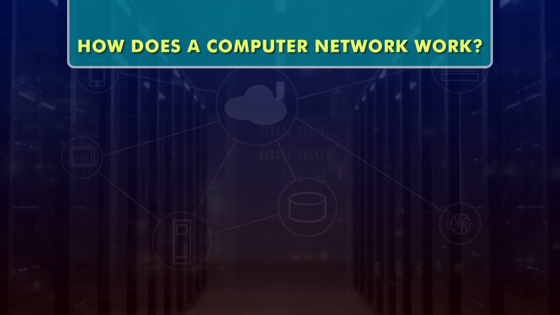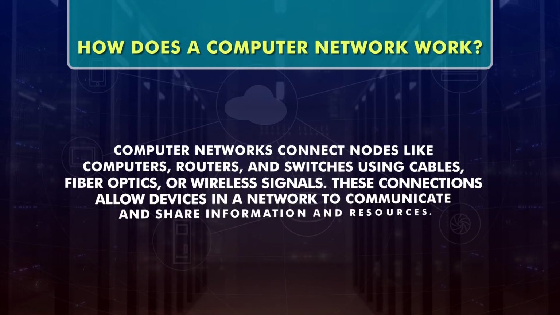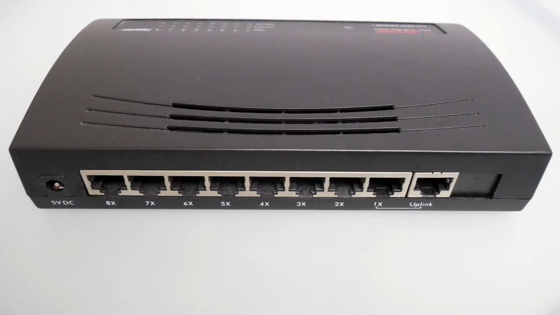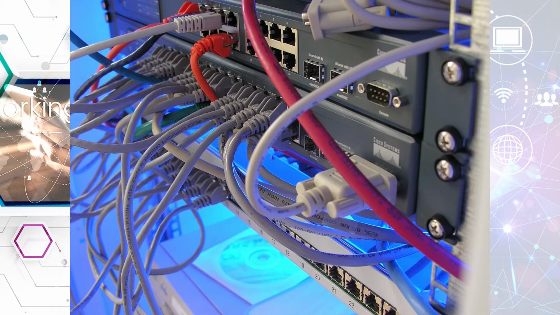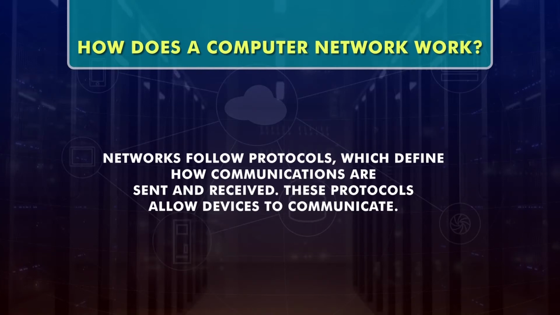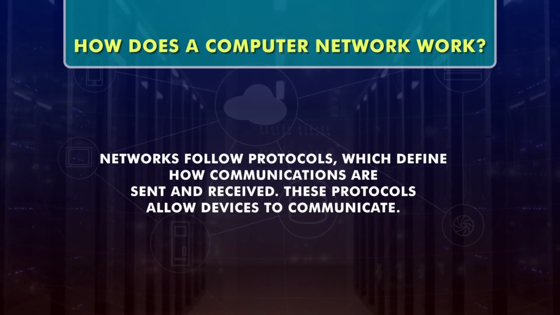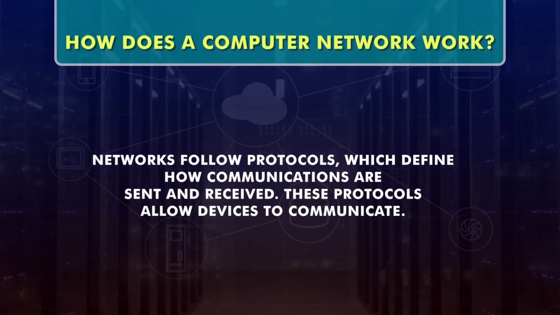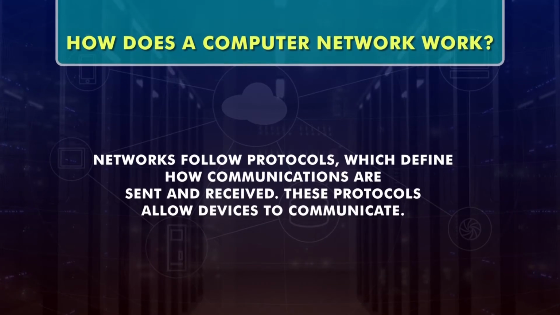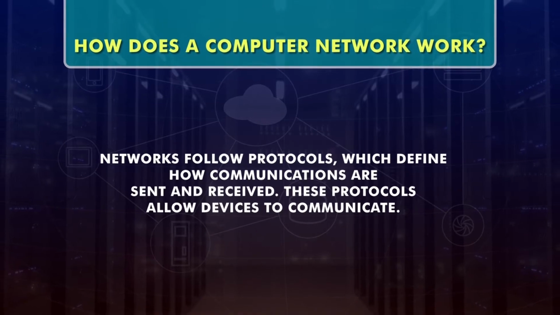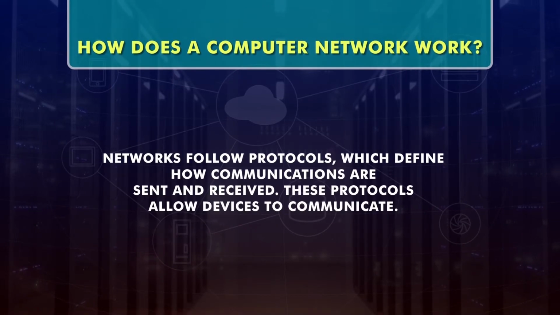So how does a computer network work? Computer networks connect nodes like computers, routers, and switches using cables, fiber optics, or wireless networks. These connections allow devices in a network to communicate and share information and resources. Networks follow protocols. These are nothing but a kind of guidelines which define how communications are sent and received. These protocols allow devices to communicate.